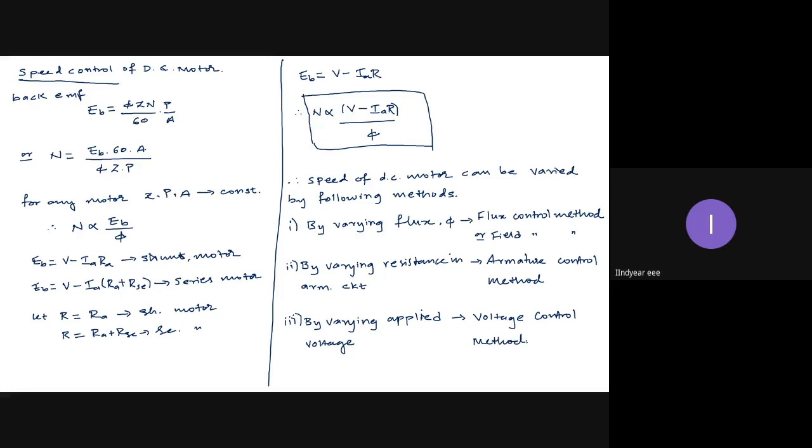So there are three ways to control the speed of a DC motor. One by varying the flux, one by varying the resistance in the armature circuit, and third by varying the applied voltage. So we study all these three mechanisms for the speed control of a DC motor. In that, first we'll look into the flux control method.